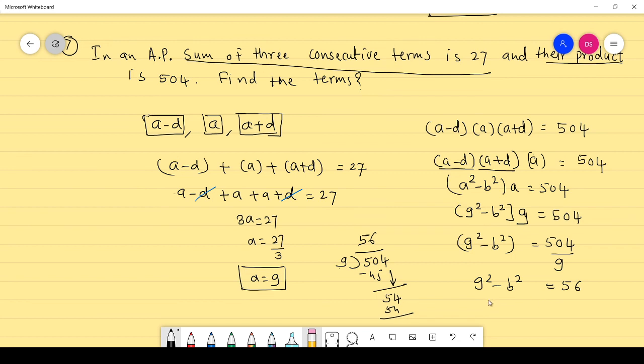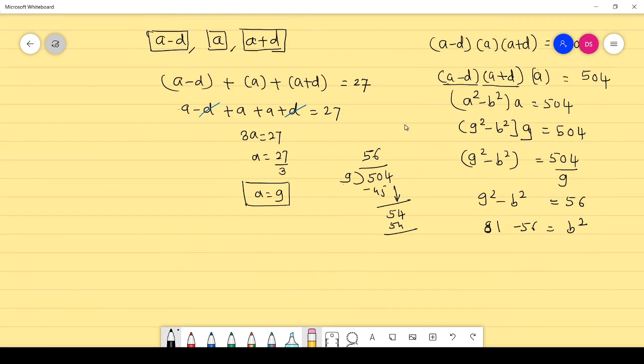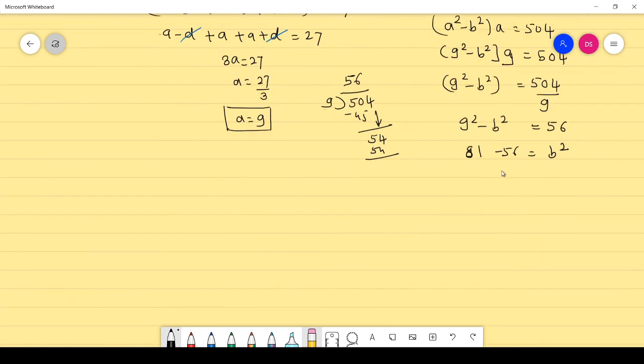Okay. Now 9 square I'm keeping over here, that is nothing but 81. This minus d square to this side, take 56 to this side, so plus 56 becomes minus 56. And this minus d square will come to this side, it will become plus d square. So 81 minus 56, how much is it? 25. So 25 will be equal to d square. That means d will be equal to 5. Now we got the value of a, that is 9. The value of d is 5.